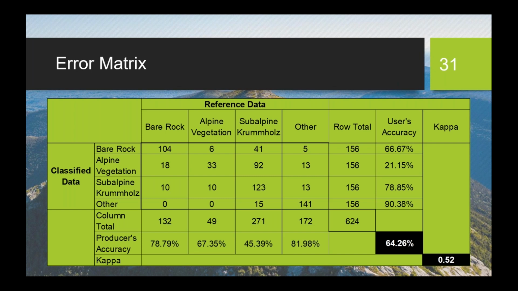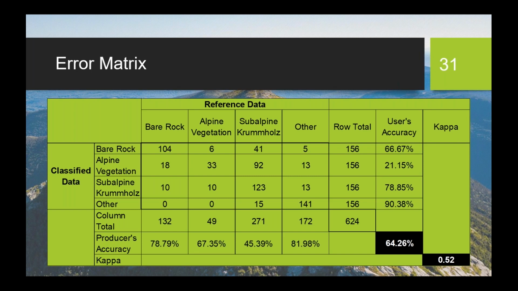The user's accuracy being a measure of errors of commission. So if you look at the user's accuracy bare rock row, about 67%. And that says when you're looking at my map, you're looking at a bare rock feature. My map says it's bare rock, about 67% likelihood that that's correct. Is that good? It's better than the 21% below it.